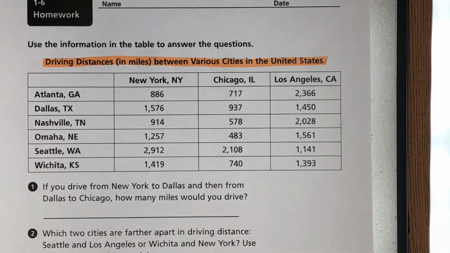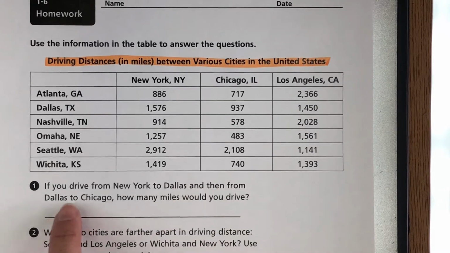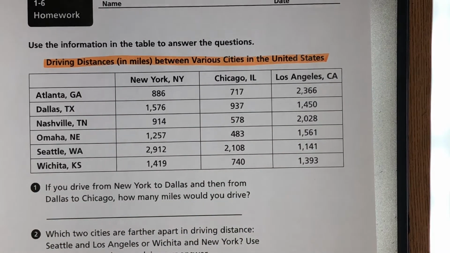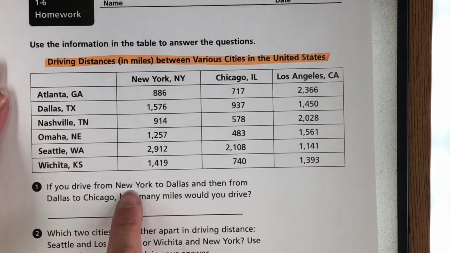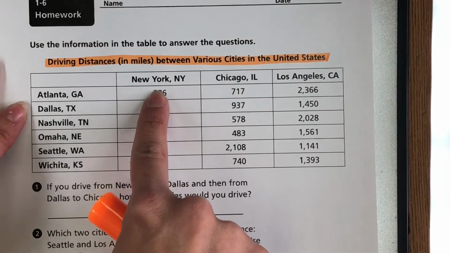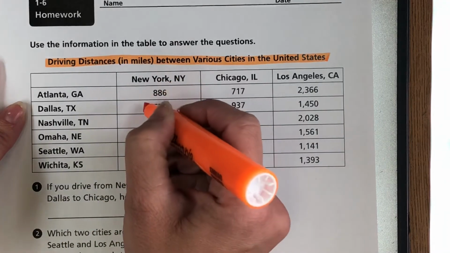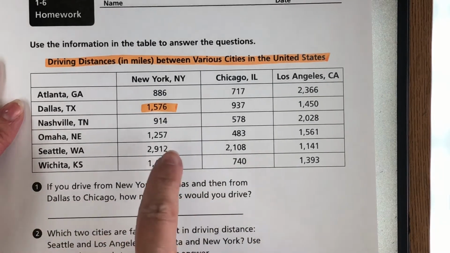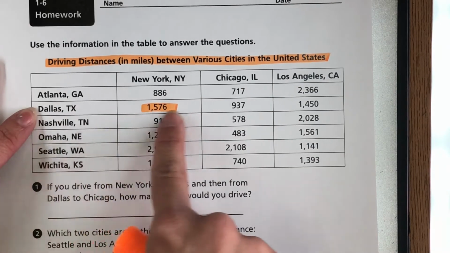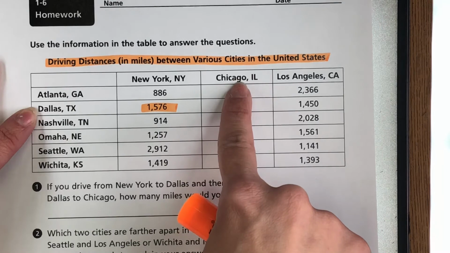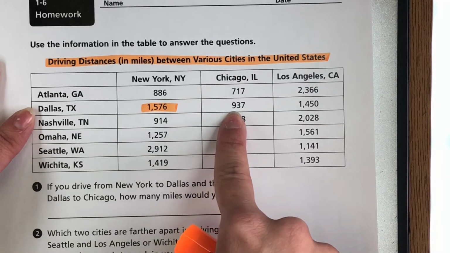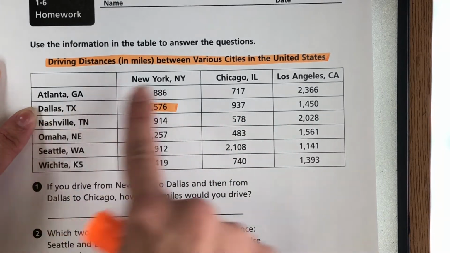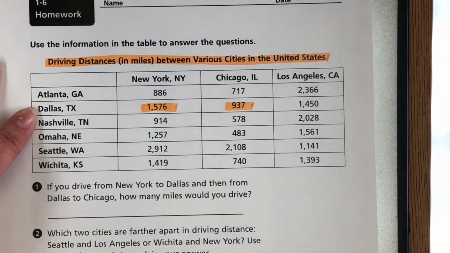All right, for question number 1, it says, if you drive from New York to Dallas, and then from Dallas to Chicago, how many miles would you drive? So we're going to highlight the miles that we're going to be combining together. So the first one says from New York to Dallas. So I want to find New York, and Dallas happens to be my second one, so I'm going to highlight that. And then it says Dallas to Chicago. So here I am at Dallas, and I can just find Chicago, which is right here. So if I'm driving from Chicago to Dallas and it's 937 miles, it's going to be the same distance if I'm going Dallas to Chicago. So I'm going to highlight 937 as well.